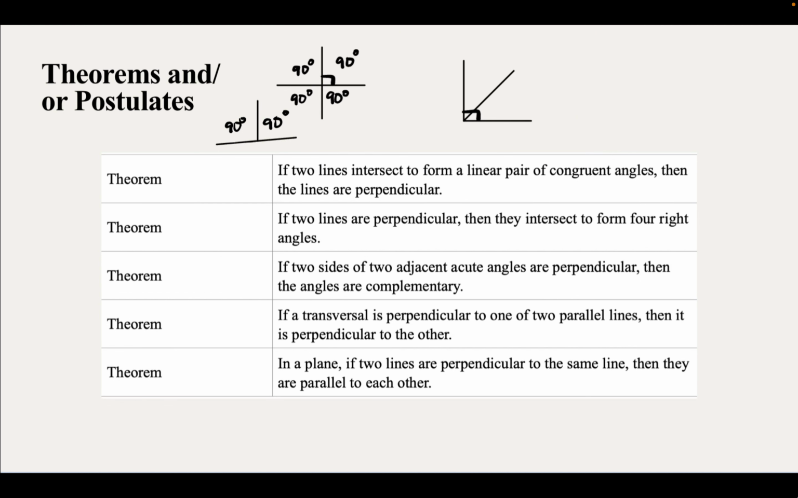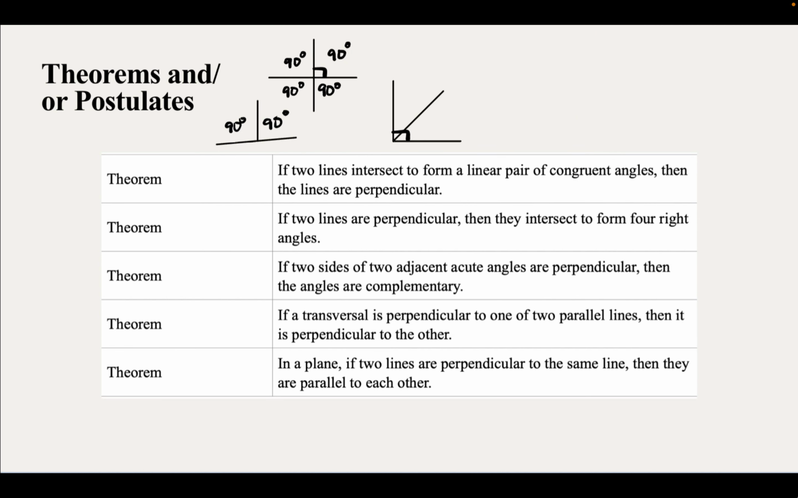Fourth one, if a transversal is perpendicular to one of 2 parallel lines, then it is perpendicular to the other. Let's draw this out. If a transversal is perpendicular to one of 2 parallel lines, so I have 2 parallel lines, a transversal is cutting through them, and it's perpendicular to one of the 2 parallel lines, that means it's also perpendicular to the other parallel line.